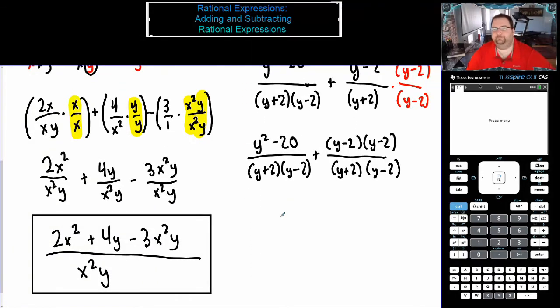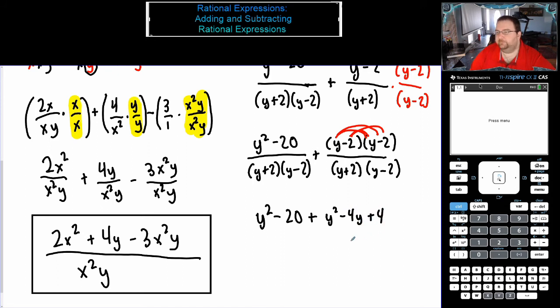Now we can combine them. So we have y squared minus 20 plus, I'm actually going to factor this. So I'm going to do that. I'm going to factor this. And this is going to be y squared minus 4y plus 4. And this is all going to be over y plus 2, y minus 2.